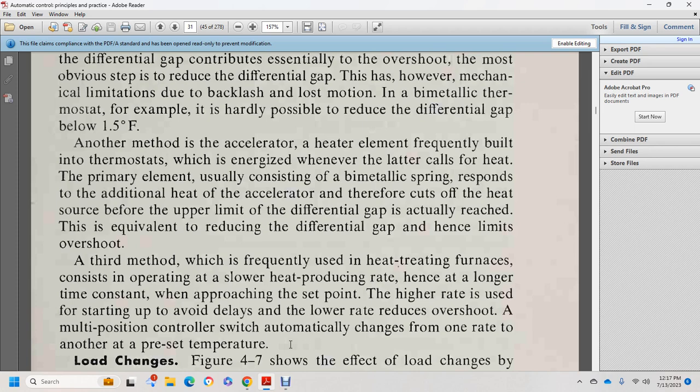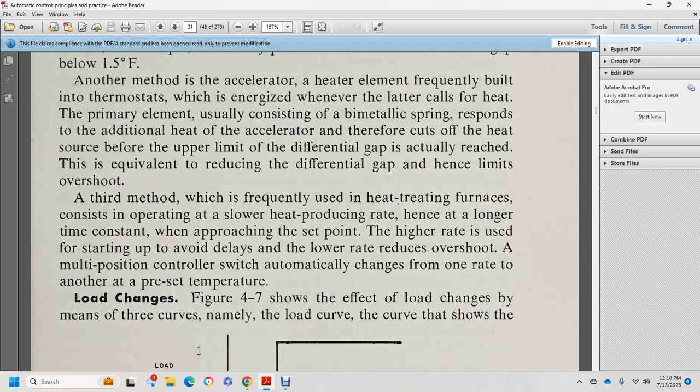A third method, frequently used in heat treating furnaces, operates with a slower heat production rate as the temperature approaches the set point. Using a lower heater rate reduces the overshoot. A multi-position controller switch automatically changes from one rate to another as the temperature load changes.